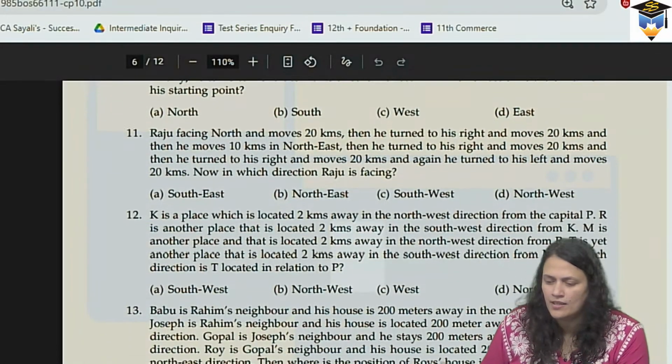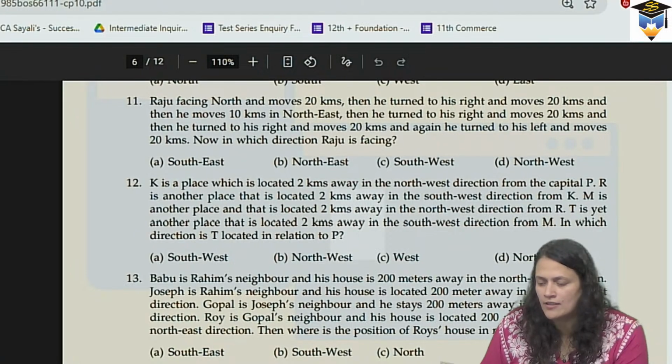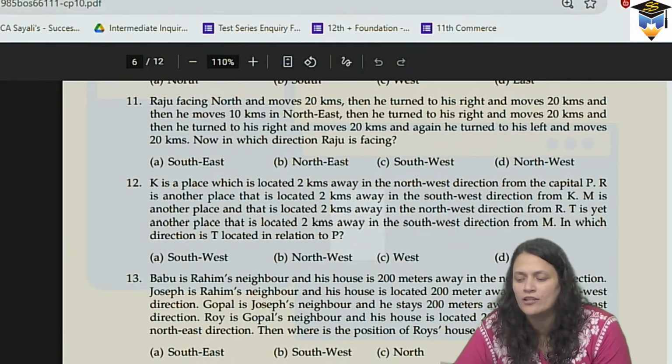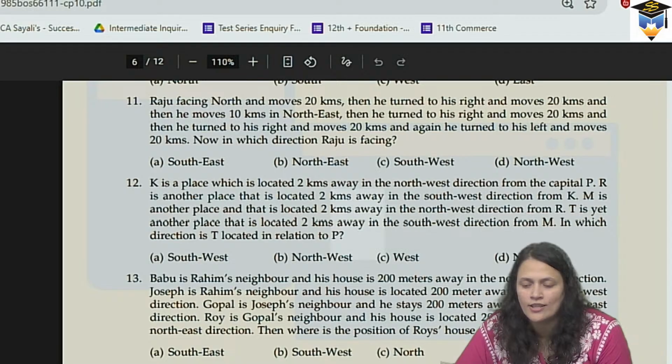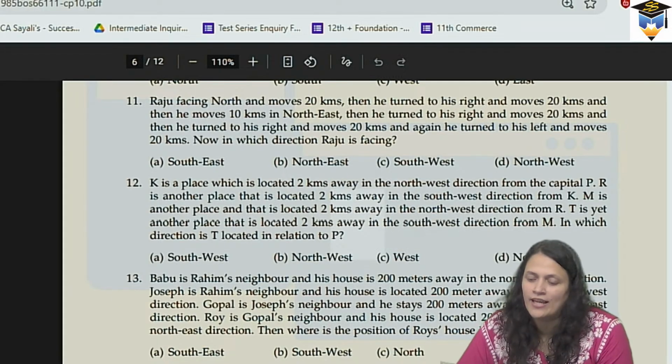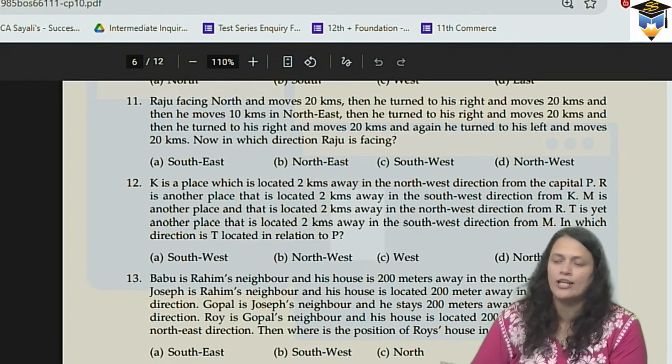13th sum. Babu is Rahim's neighbor and his house is 200 meters away in the northwest direction. Joseph is Rahim's neighbor and his house is located 200 meters away in the southwest direction. Gopal is Joseph's neighbor and he stays 200 kilometers away in the southeast. Roy is Gopal's neighbor and his house is located 200 meters in the northeast. Then where is the position of Roy's house in relation to Babu's?